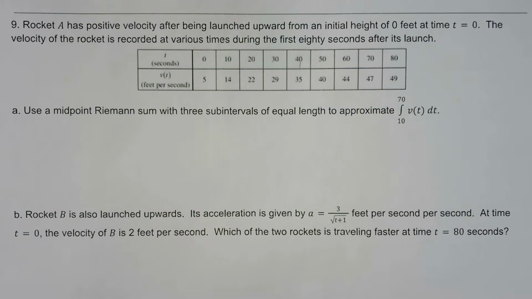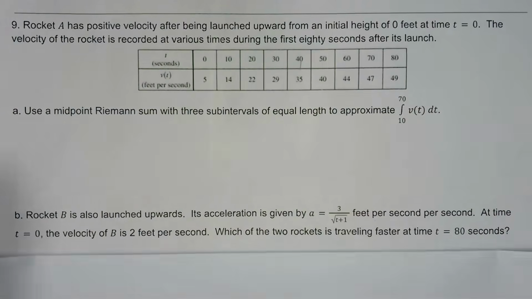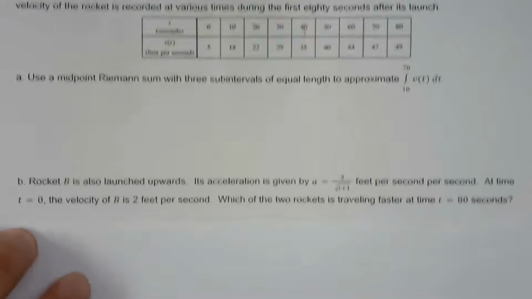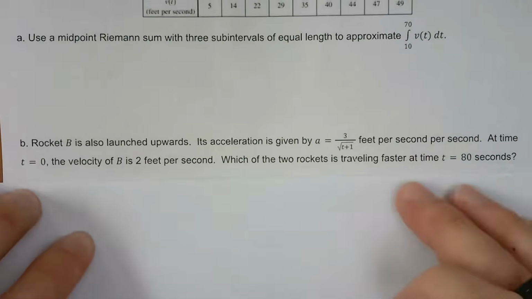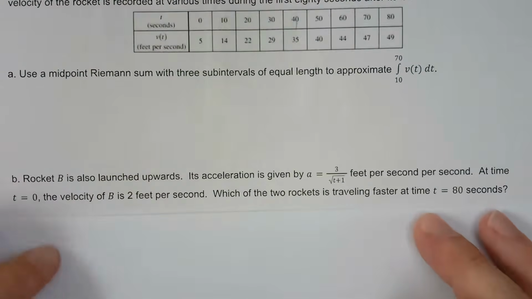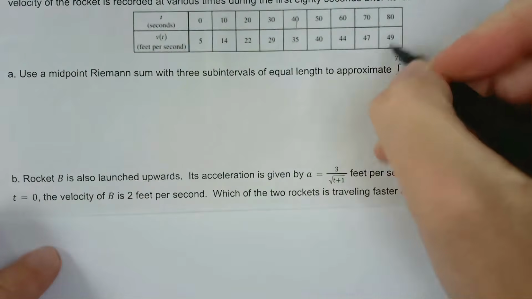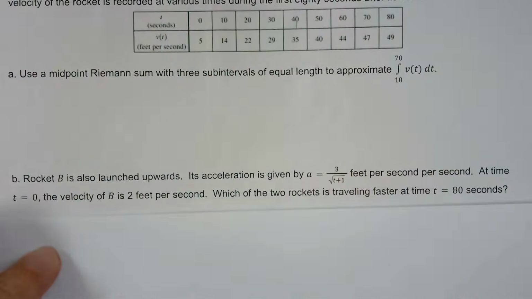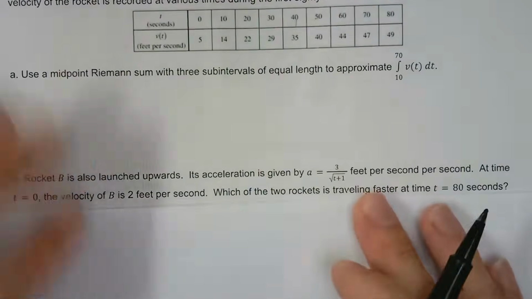is also launched upwards. Its acceleration is given by a equals 3 over the square root of t plus 1 feet per second per second. At time t equals 0, the velocity of B is 2 feet per second. Which of the 2 rockets is traveling faster at time t equals 80? So what we need to do is write an actual formula for the velocity of rocket B, using anti-differentiation, and then we'll just compare to 49. Okay, the velocity of A is 49 at 80 seconds, and so we're just going to keep that in mind.